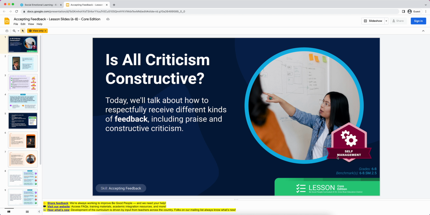So in the bottom right corner, you're going to see a learning badge. And these learning badges represent the 5 SEL standards. So self-management is one of those 5 standards.